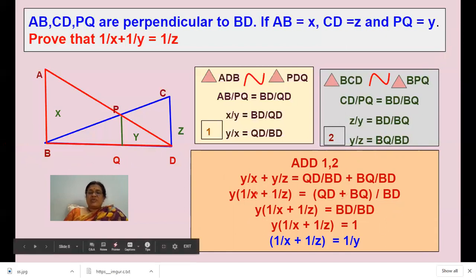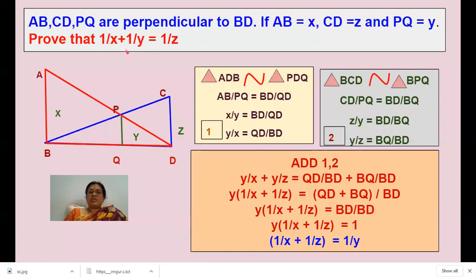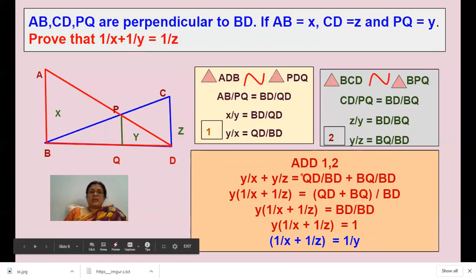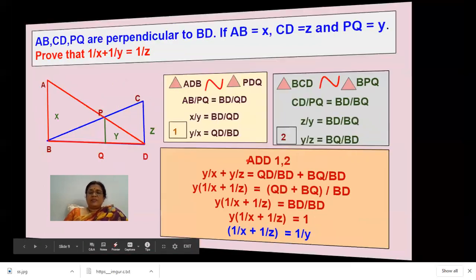In these two, I have taken Y as common, so I have taken Y outside. When you bring this Y to the other side, you arrive at the proof of this theorem. So what is the proof of this theorem? 1 by X plus 1 by Y is equal to 1 by Z. This is the theorem.